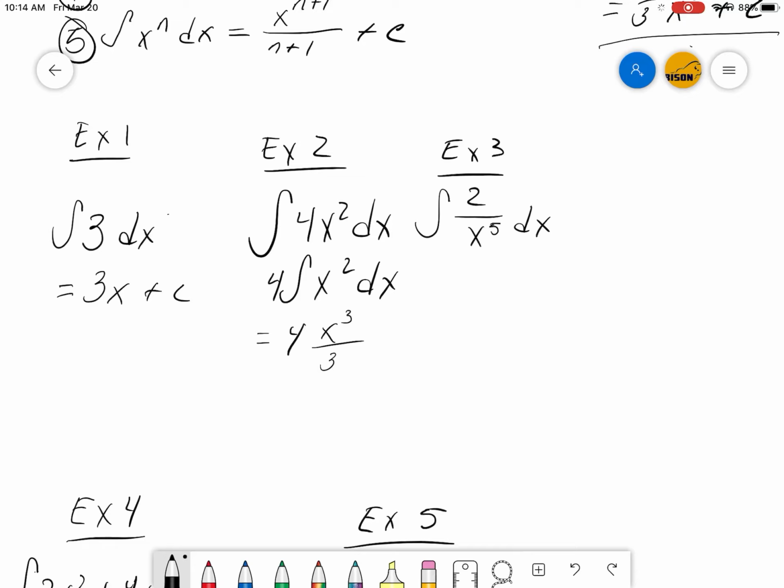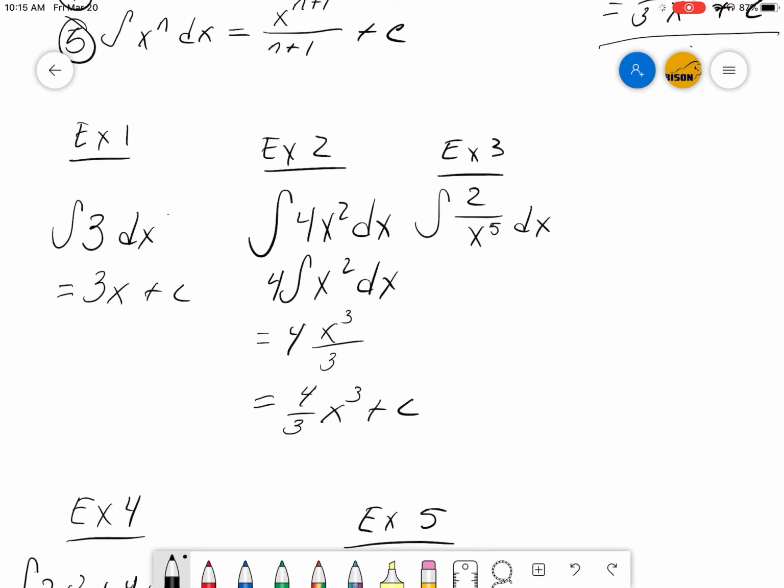So a better way of writing this, if it was me, this one's not great to write. Your options are 4/3 x cubed or 4x cubed over 3. I really think 4/3 x cubed looks the best here, and then we will not forget to add c because of the dx attached to the end.